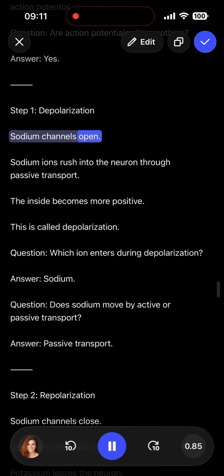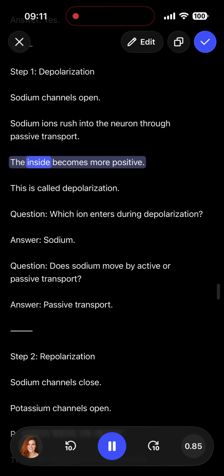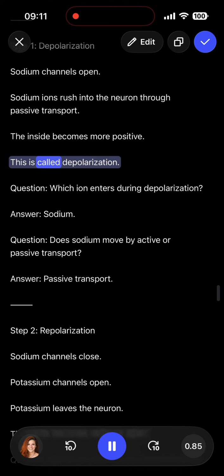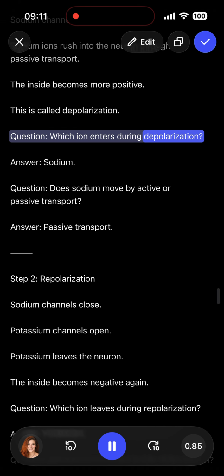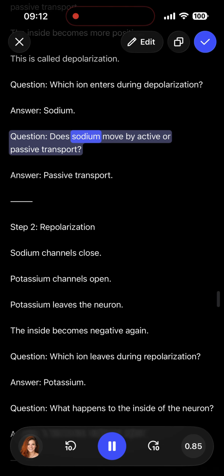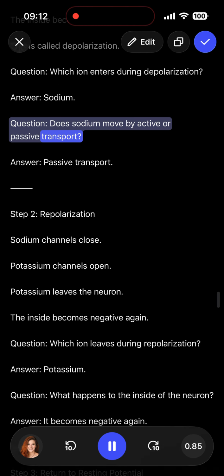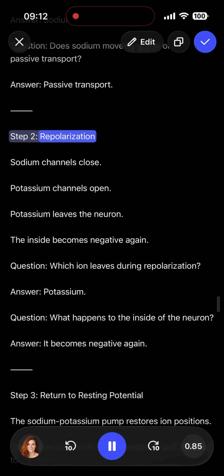Step 1, depolarization. Sodium channels open. Sodium ions rush into the neuron through passive transport. The inside becomes more positive. This is called depolarization. Question, which ion enters during depolarization? Answer, sodium. Question, does sodium move by active or passive transport? Answer, passive transport.